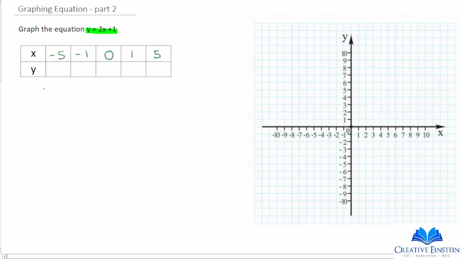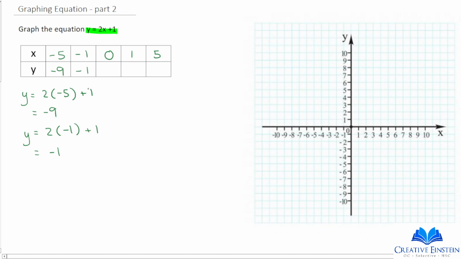So let's get started. When x equals negative 5, y equals 2 times negative 5 plus 1. 2 times negative 5 is negative 10, plus 1 is negative 9. So when x equals negative 5, y is negative 9. Our next one, x equals negative 1. y equals 2 times negative 1 plus 1. 2 times negative 1 is negative 2, plus 1 is negative 1. So when x equals negative 1, y equals negative 1.